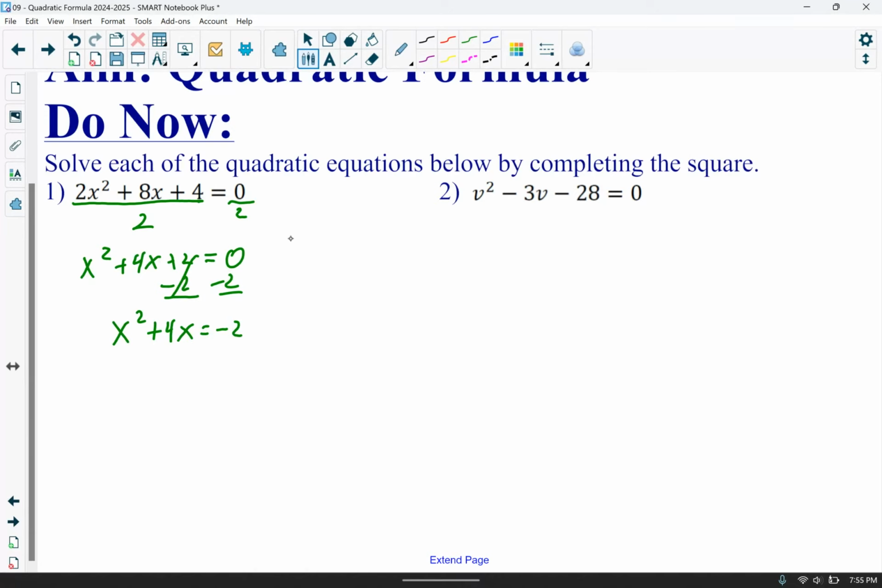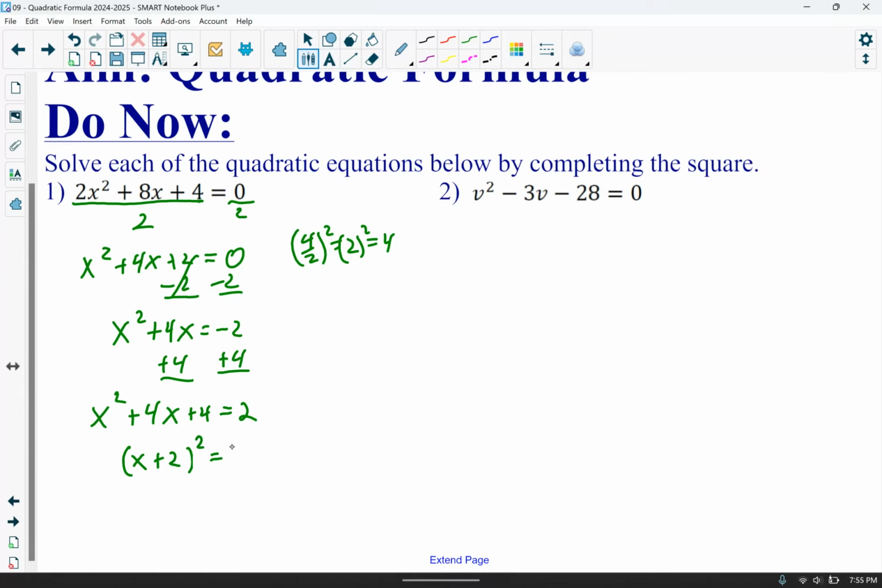Now we're going to add b over 2 squared. So b is 4, 4 over 2 squared, 4 over 2 is 2, 2 squared is 4. So we'll add 4 to both sides. When we do that, now we have x squared plus 4x plus 4, which is a perfect square trinomial, equal to positive 2. 4x plus 4 can be factored to x plus 2 squared. X plus 2 times x plus 2 would give us x squared plus 4x plus 4.